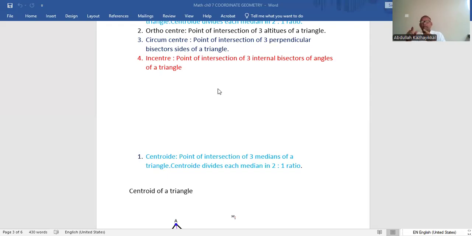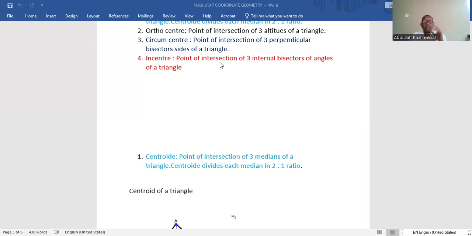Centroid is the point of intersection of the medians. A triangle has three medians. Next, orthocenter: ortho, T, is the altitude. Point of intersection of the altitudes of a triangle. Then circumcenter, the point of intersection of the three perpendicular bisectors. Remember, circumcenter. And incenter, the point of intersection of the angle bisectors. That is incenter, inside. Angles, remember.